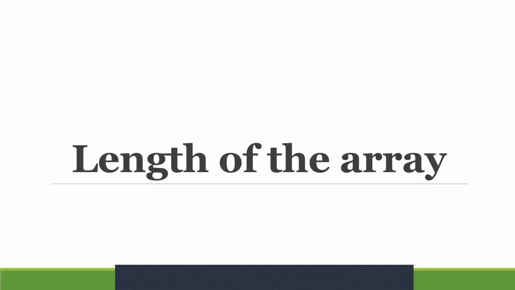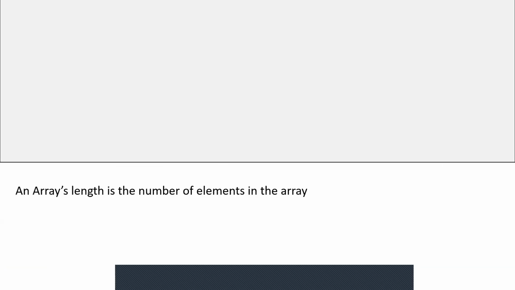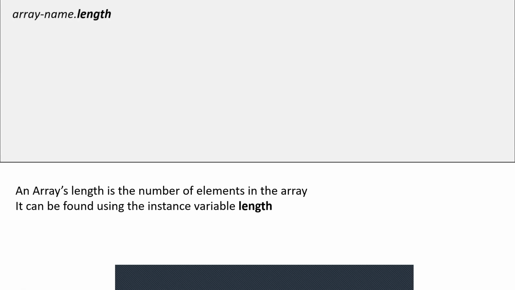Next thing is, how do we find the length of the array? The length is the number of elements present in the array. Okay. And there is an instance variable for the array data type called length, which we can use to find out the size of the array. Okay. So whatever your array name is, dot length will give you the number of elements present in that array, also known as the size of the array.